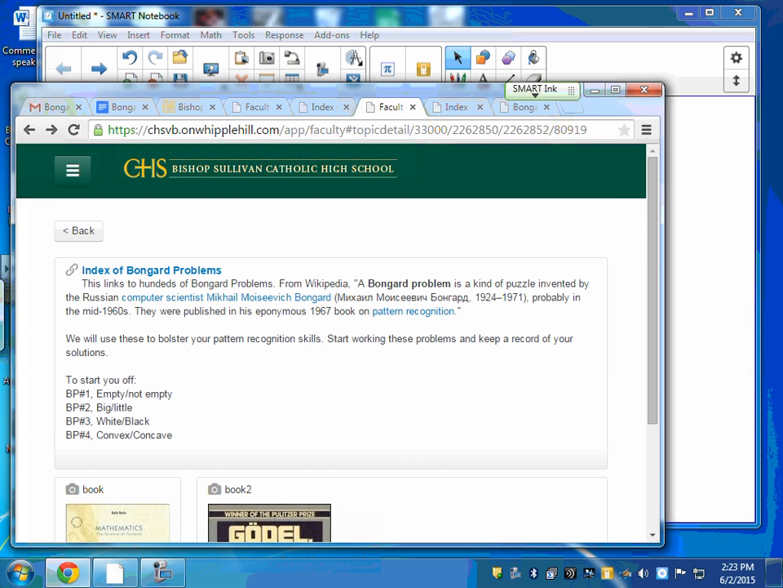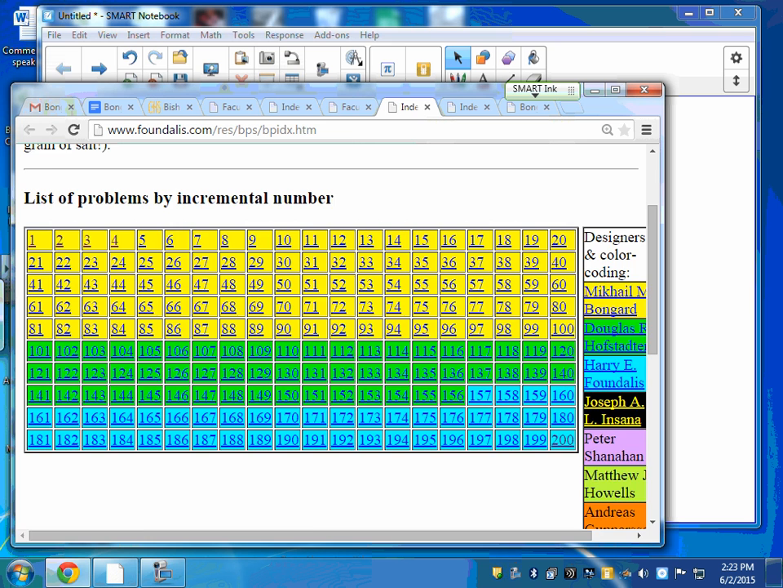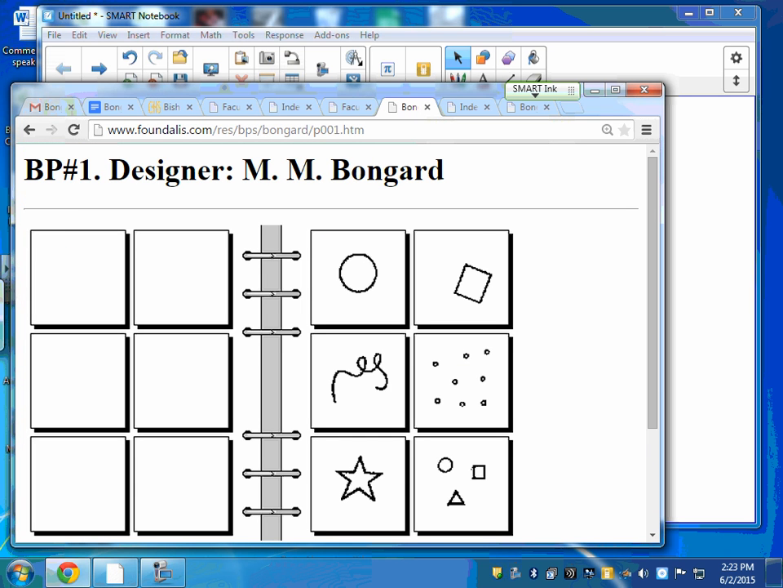So if we go to the index and select problem number 1, what you'll see are 12 squares, 6 to the left, 6 to the right. All the 6 on the left side have something in common, and the 6 on the right side all have something in common. Your task is to figure out the common characteristic between the ones on the left and the ones on the right. Well, this is rather trivial.